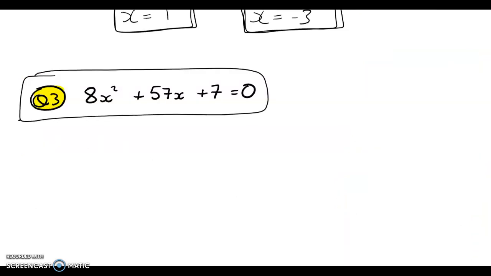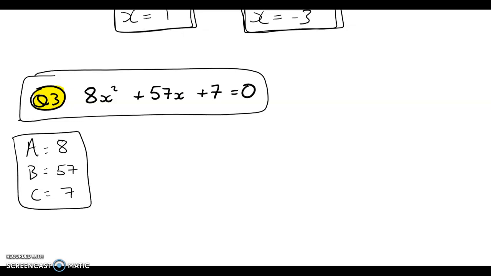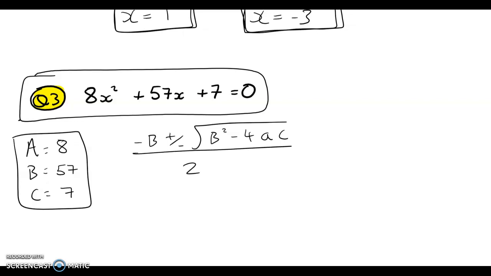Okay, I hope you paused it and I hope you tried it because I'm about to finish it off. We've only got a minute left and we got to get it done in a minute. What's A? A is 8. What's B? B is 57, a huge number, but that's okay. And C is 7. So none of them are negative numbers in the equation. So let's write down the minus B formula. Minus B plus or minus the square root of B squared minus 4AC all over 2A.